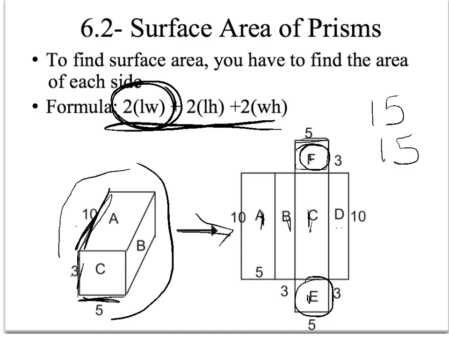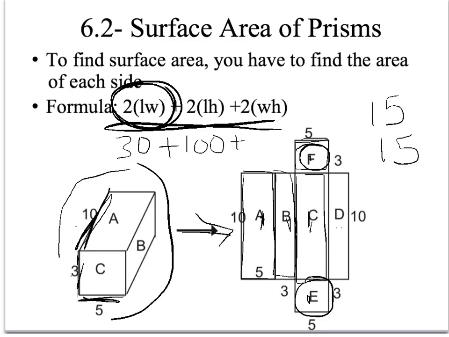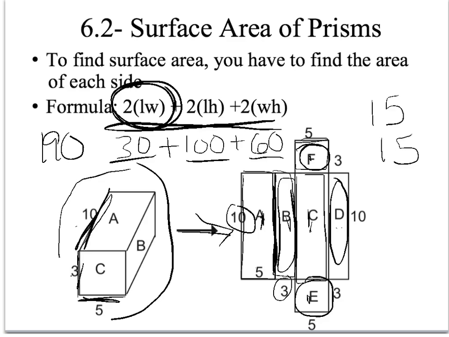That's where something like this comes in. 2 times LW, 15. Now multiply by 2, you get 30. Add that to, you got to do 2 for the top and for the bottom. Well, 10 times 5 is 50, times 2 is 100, plus we have two sides. This is 3 by 10. This length is 10. So that would be 30 for B and 30 for D, so that would be 60. So add them all up, I get 30, and 60 is 90, plus 100 is 190. Kind of a lot, but hopefully you followed that.